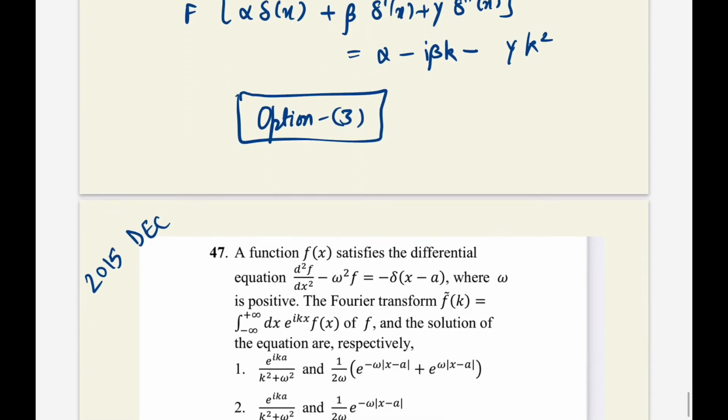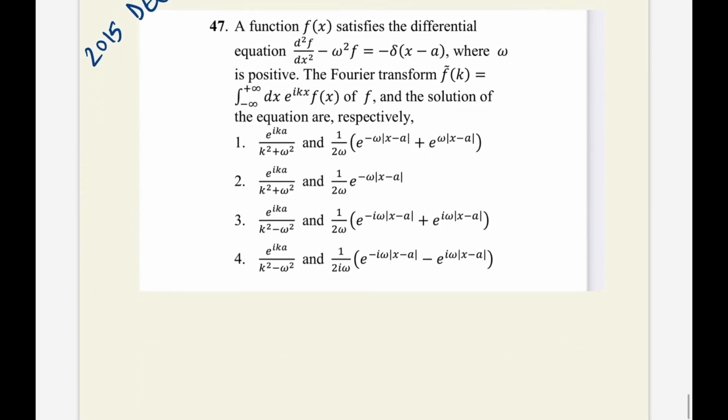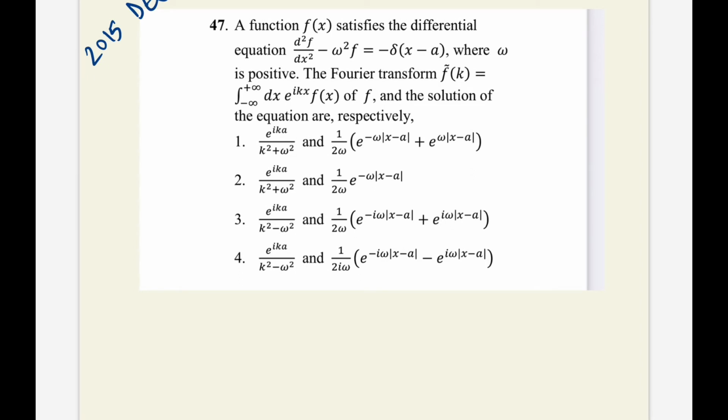Now another question is from December 2015 only. Question 47. The function f(x) satisfies the differential equation d2f by dx squared minus omega squared f equals minus delta of x minus a, where omega is positive. The Fourier transform f tilde k equals the integral from minus infinity to infinity dx e to the power ikx f(x). The Fourier transform and the solution of the equation are, respectively.